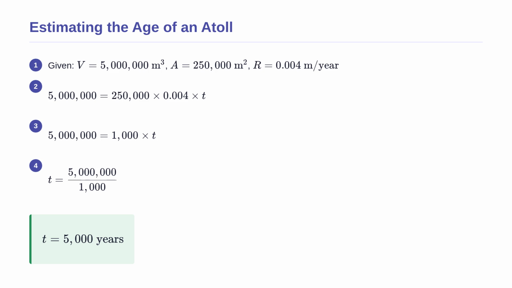We plug our massive volume into the left side of the equation. On the right, we multiply the area by the growth rate, leaving time t as our unknown. Multiplying the area by the rate shows the atoll adds exactly 1,000 cubic meters of rock annually. To find the age, we divide the total volume of 5 million by that annual production of 1,000. The result is 5,000 years of continuous, uninterrupted coral growth.